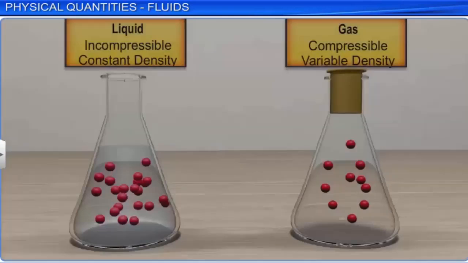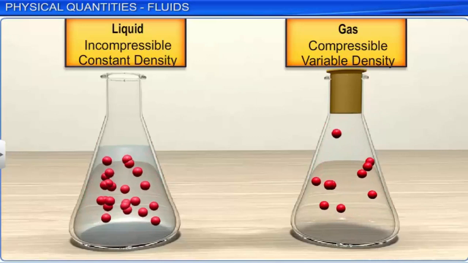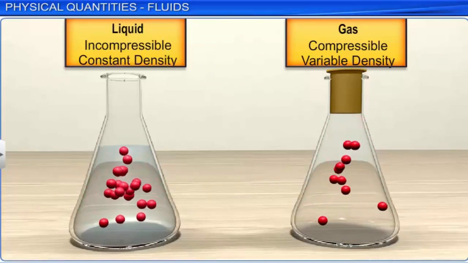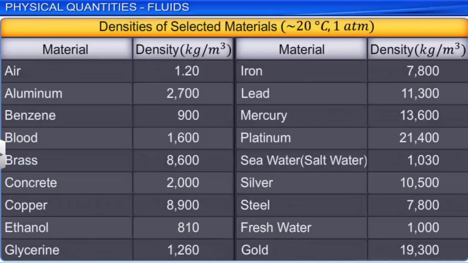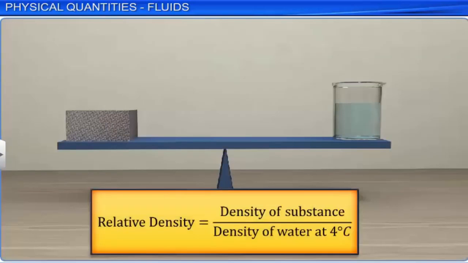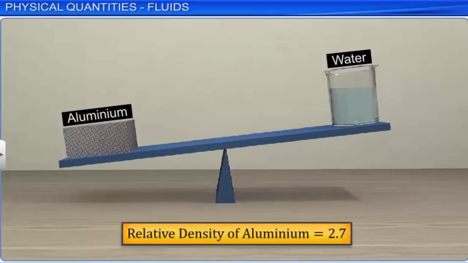As it is not always possible to remember the density of materials with their true units, generally we refer to relative density. Relative density is the ratio of the density of the substance to the density of water at 4 degrees Celsius. For example, the relative density of aluminium is 2.7. Relative density is a scalar quantity. It does not have units as it is the ratio of similar quantities and thus it is a dimensionless quantity.